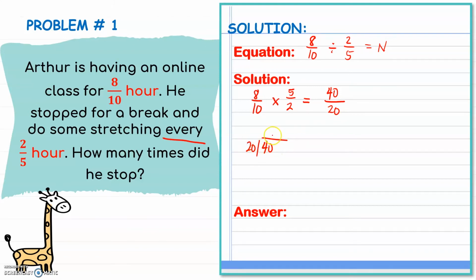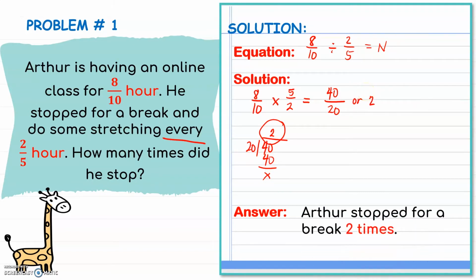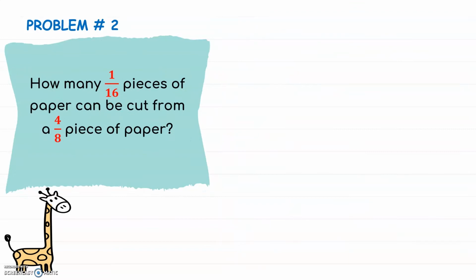And 40 divided by 20 is 2. 2 times 20 is 40. Since there is no remainder, that means our final answer is just a whole number 2. Therefore, Arthur stopped for a break 2 times. Now let's proceed to our next example.